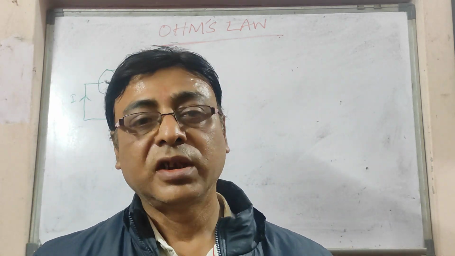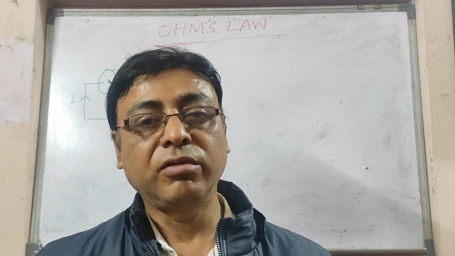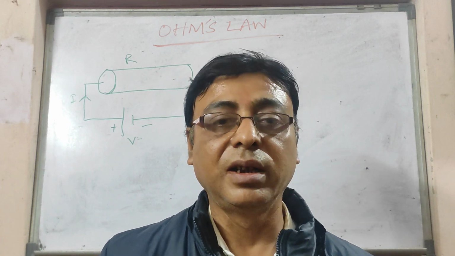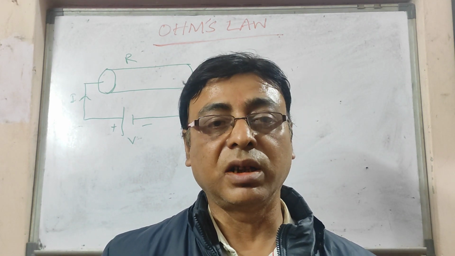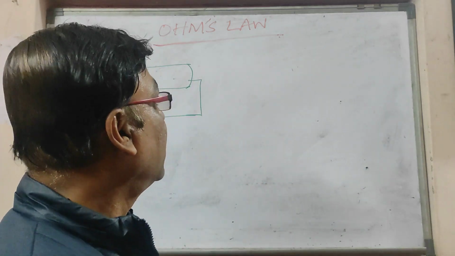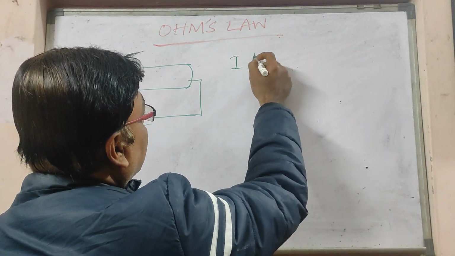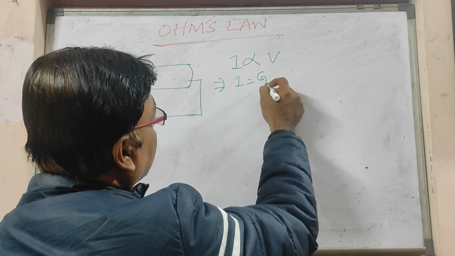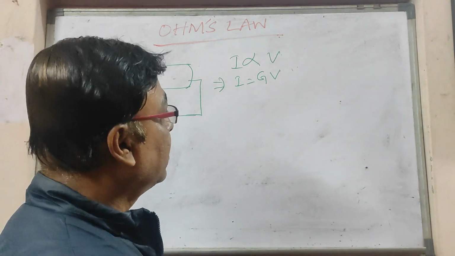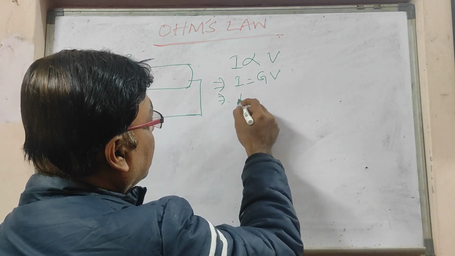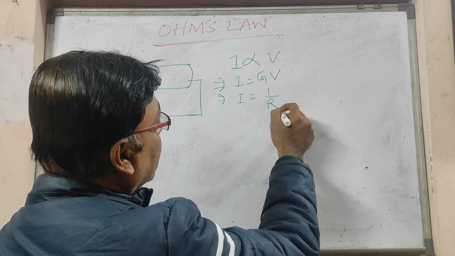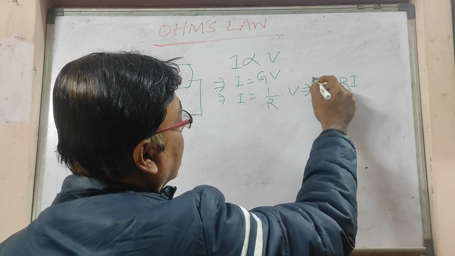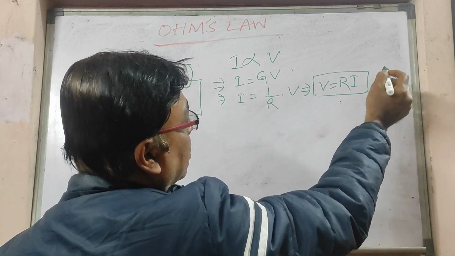As you all know, for any metallic conductor, the current flowing through it is directly proportional to the potential difference between the two ends, provided temperature, pressure and other physical quantities remain constant. So mathematically we can say I is proportional to V, and that gives you I = G V, where G is the conductance of the material. That gives you I = (1/R) V, which implies that V = R I. This is the fundamental equation of Ohm's law.